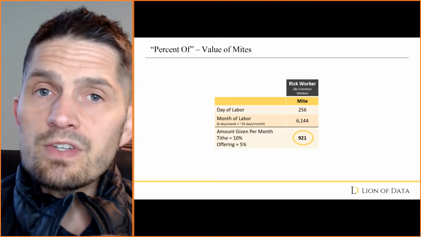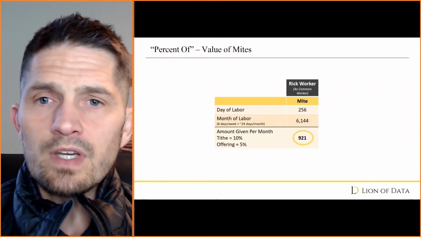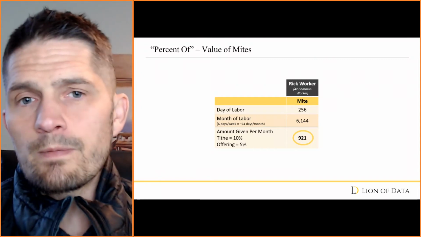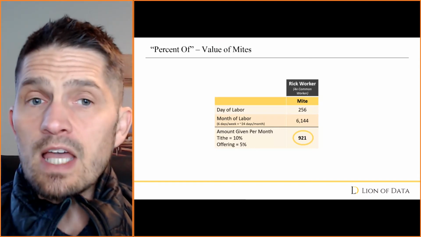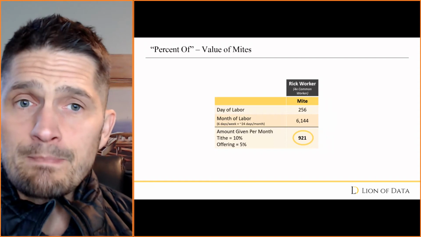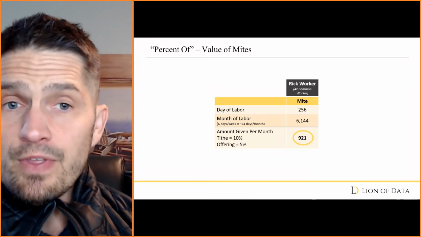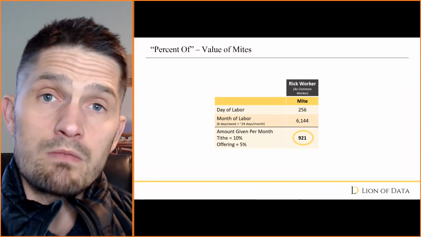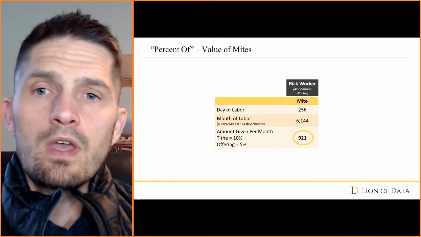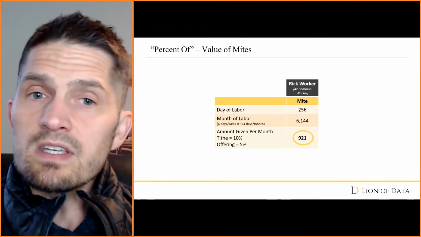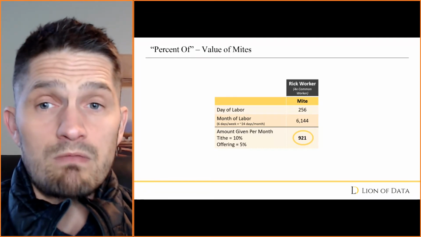But let's just use that as an example. So basically all I did here, I said common worker, multiply it times 4. So for a rich worker, we're saying a day of labor would be about 256 mites. And then a month would be about 6,100 mites a month. Okay, for a rich worker. Makes sense, right? Pretty easy, keeping it simple, again, and also pretty conservative and safe.